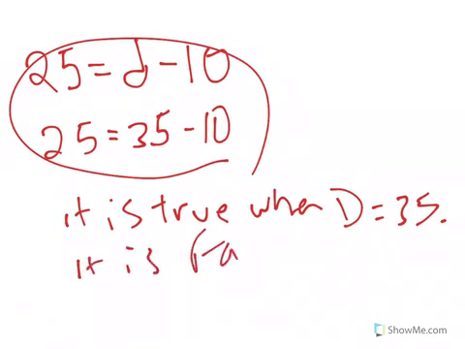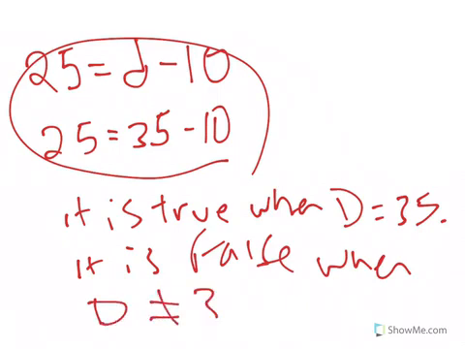It is false when D does not equal 35. So basically, when D is any other number, then it is not true. And we show that by showing an equal sign but putting a line through it. That means they are not equal. So if D is 35, it's true. If D is not 35, it's false.